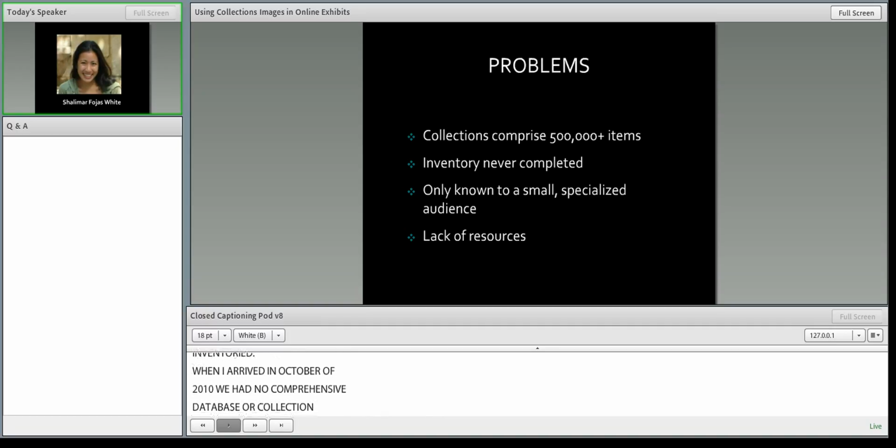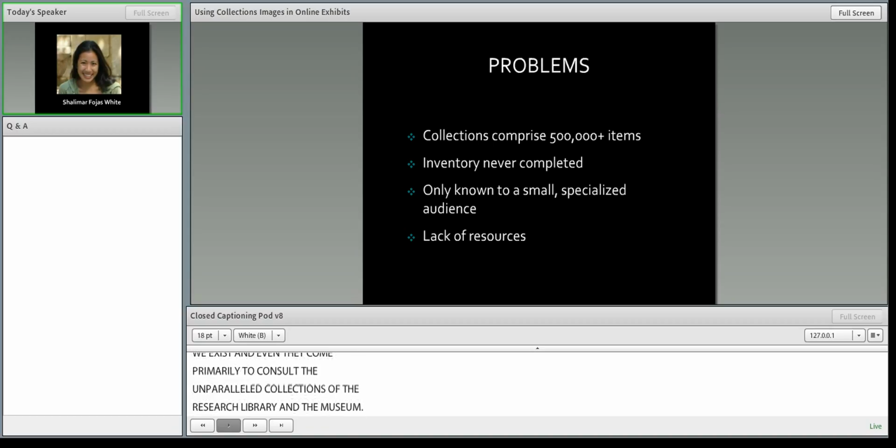Also, ICFA is known to a very small and extremely specialized audience. Pretty much only the Byzantinists know that we exist. And even those Byzantinists who come to Dumbarton Oaks come primarily to consult the unparalleled collections of the research library and the museum. So even within our own institution, we have a very low profile.